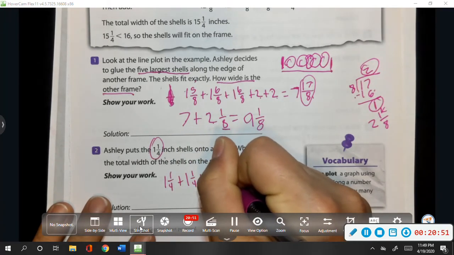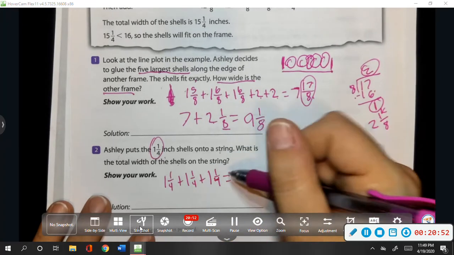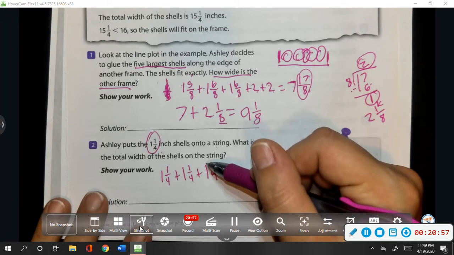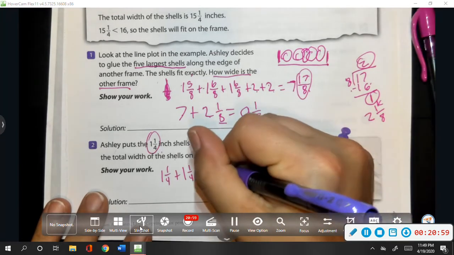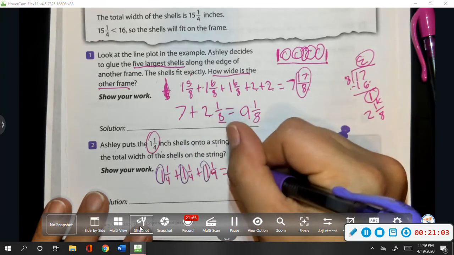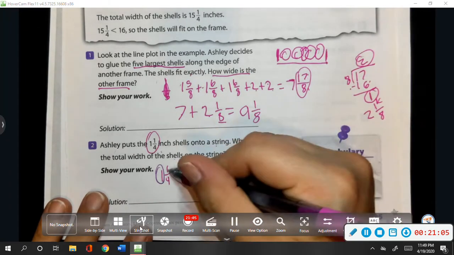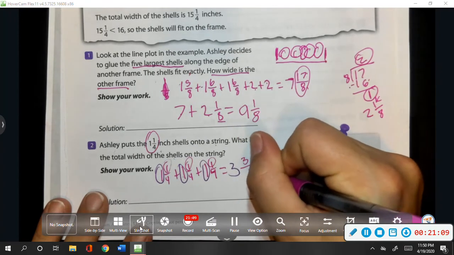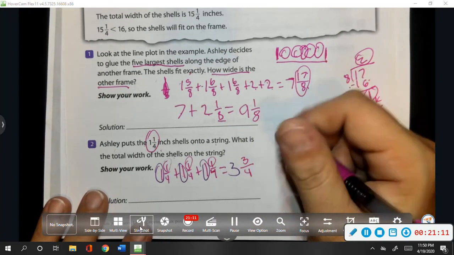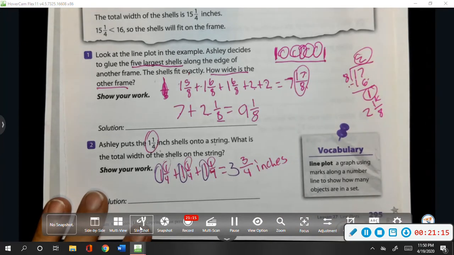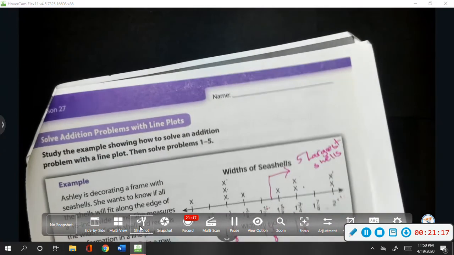Oops, I almost messed up my 4. When we're adding mixed numbers, we add our whole numbers and our fractions separately. So our whole numbers, right here, 1, 2, 3. And our fractions, we have 1, 2, 3. Remember, we do not change our denominators. So we have 3 3/4 inches. Page 296.